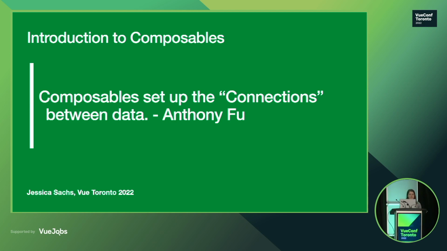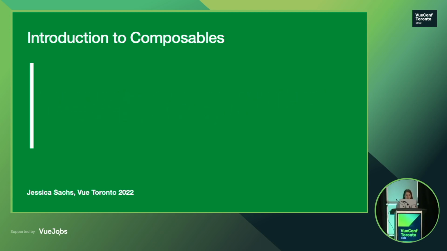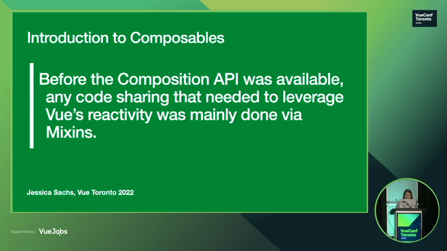And Anthony Fu, Ant Fu on Twitter and everywhere else, describes Composables setup as the connections between data. And you'll understand what I mean by that around the 6th or 7th composable type. It's a very elegant way of describing it. If you want to hear his actual talk, it's about 20 minutes long. It's called Composable Vue on YouTube. It's a great talk. I rewatched it last night again.